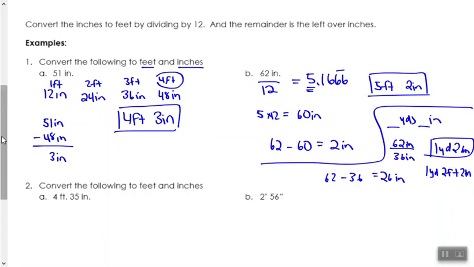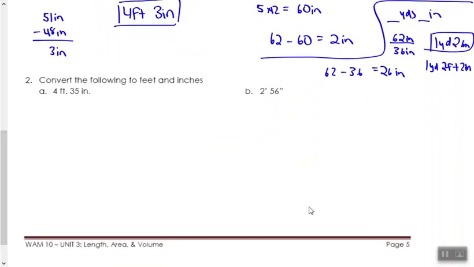Now, moving on, convert the following to feet and inches. So I have 4 feet, 35 inches, and I want it in feet and inches. And you're thinking, well, it's already in feet and inches, Hardy. What are you talking about? Well, if I take a look here, just like how that 26 inches is actually more than a foot, same thing with this 35 inches.